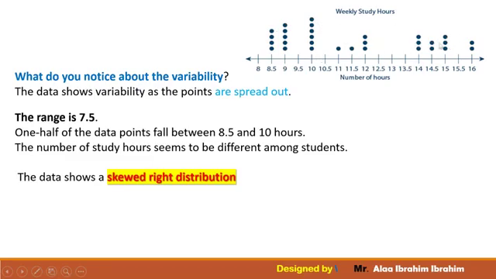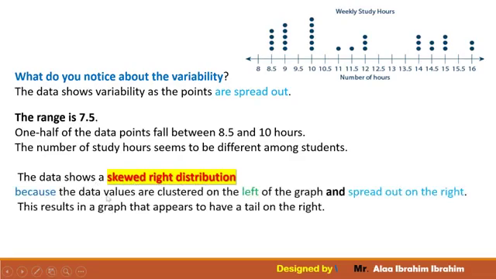If the spread out is on the right, I have a skewed right distribution. Again, a skewed right distribution, because the data values are clustered on the left, meaning they are crowded in this place. But here we have a spread out, we have distance and gaps. So the spread out is at the right, a tail at the right, so I have a right skewed distribution.